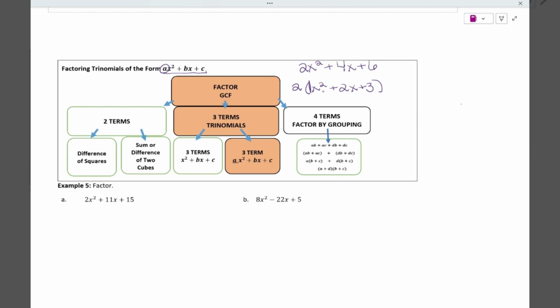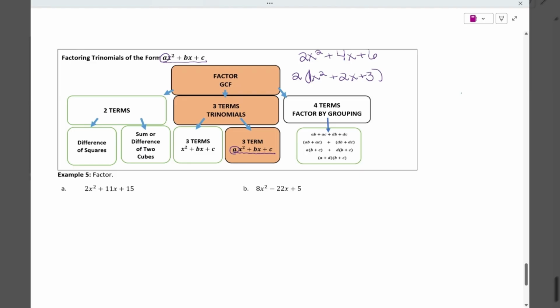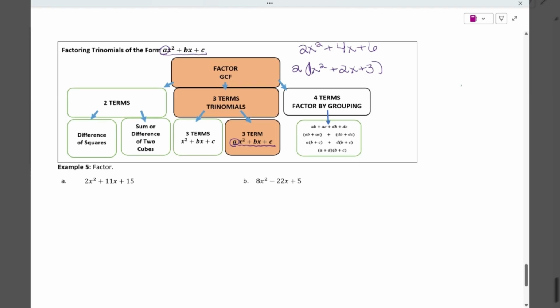Okay, so I'm going to be looking at those where, after I factor the GCF, or if there isn't a GCF to factor, I still have a number bigger than 1 in front of my x squared. That's the a term, okay? So we're looking at those three-term polynomials where we have a number bigger than 1 in front of x squared. The method that I'm going to be using is called the AC method for factoring, in case you guys want to look that up. So let's go ahead and practice.